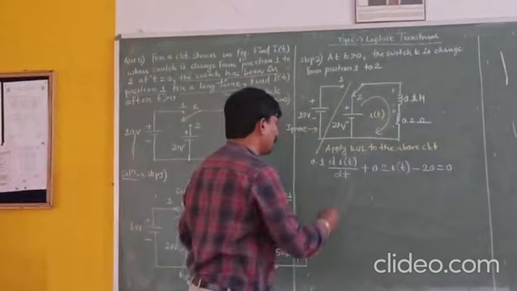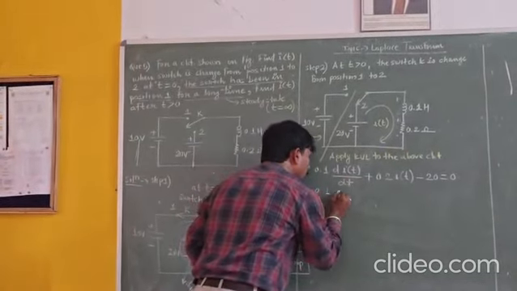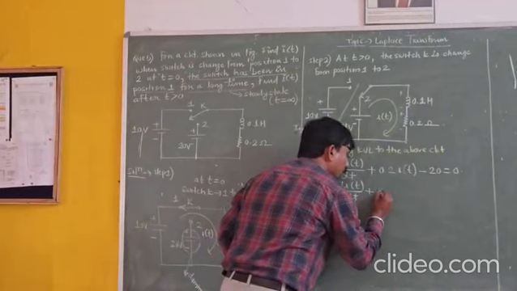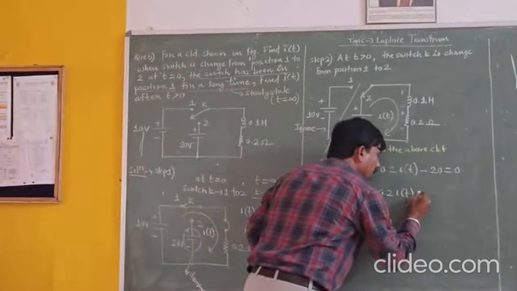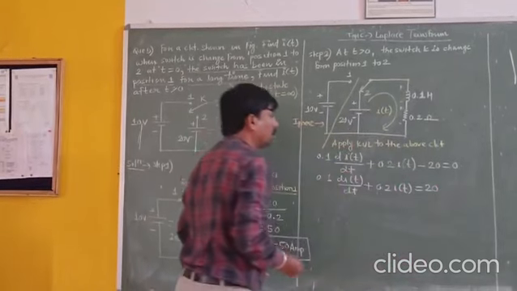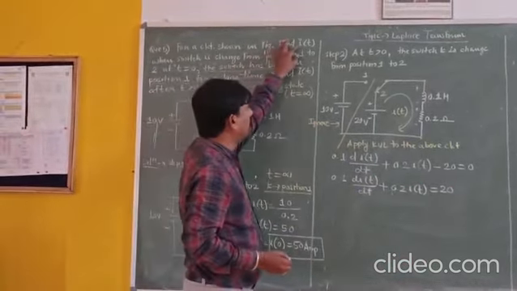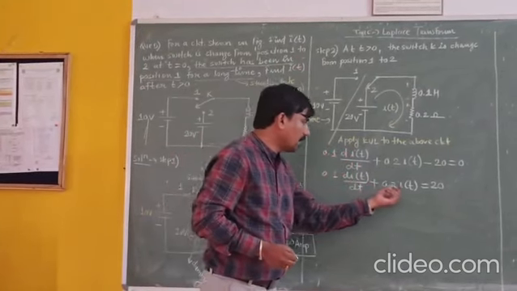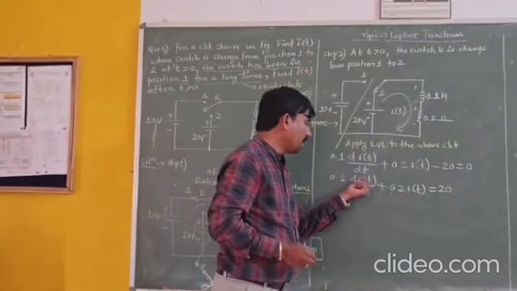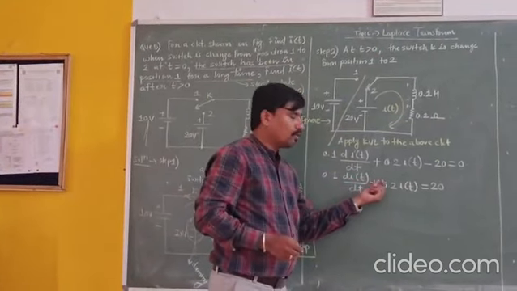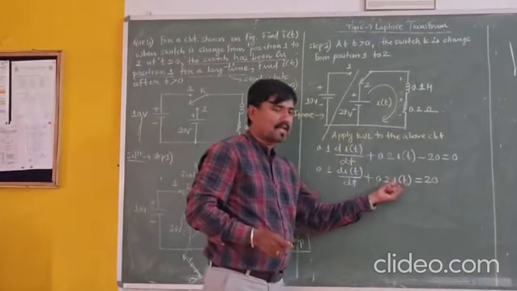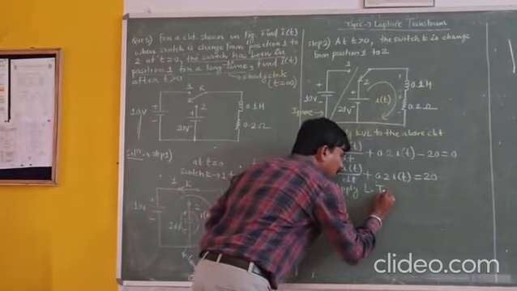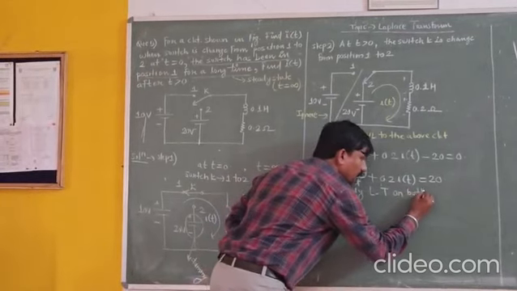Now I want to solve this: 0.1 di of t divided by dt plus 0.2 I of t equals to 20. Now as per the question, I want to find out I of t. But in this particular equation, there are two types of I of t. One is the simple I of t and second is the derivative function of I of t. So I want to solve this by applying Laplace transform. Now apply Laplace transform on both sides.